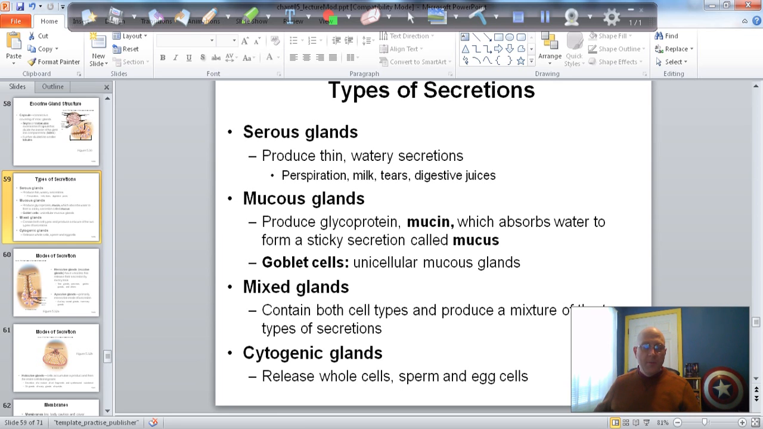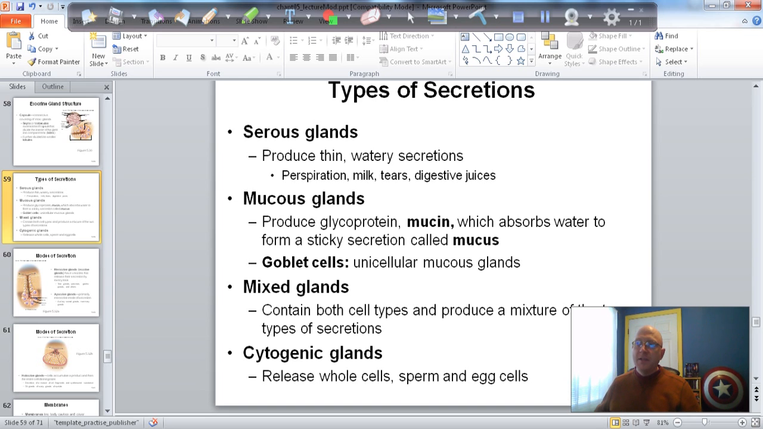Two ways to describe glands based on where they secrete, exocrine and endocrine. Three types of glands based on what they secrete, serous, mucous, and cytogenic, with mixed glands being ones that can do more than one form, like saliva. Saliva is both thin and watery in some cases, and thick and sticky in others. Depends on what it is that's going into the mouth. Right? And so your salivary glands are considered mixed because they can do two forms. But otherwise, you just think serous, mucous, and cytogenic glands.